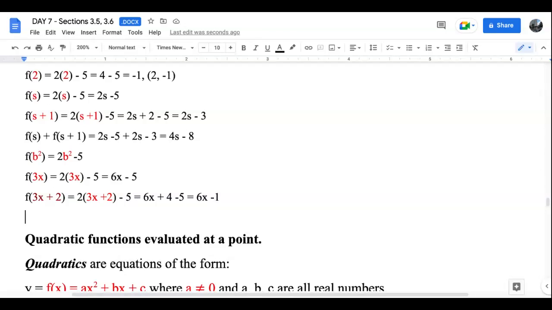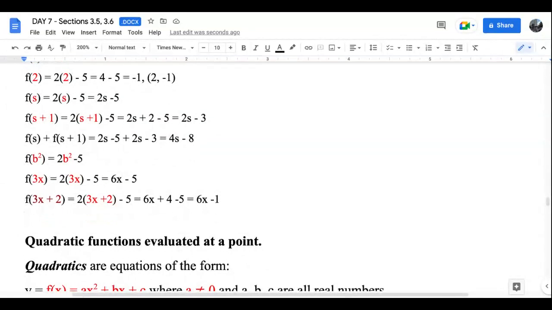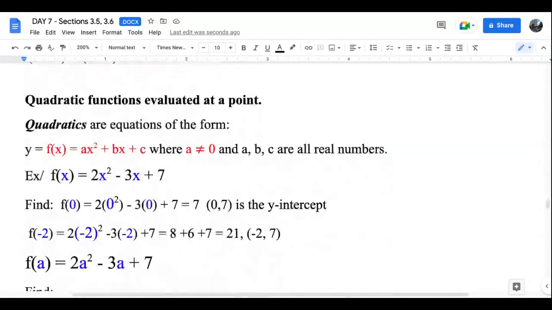Does anyone have any questions? Okay, so this is called evaluation, right? Every function is like a machine. We just follow the machine to change the input into the output.